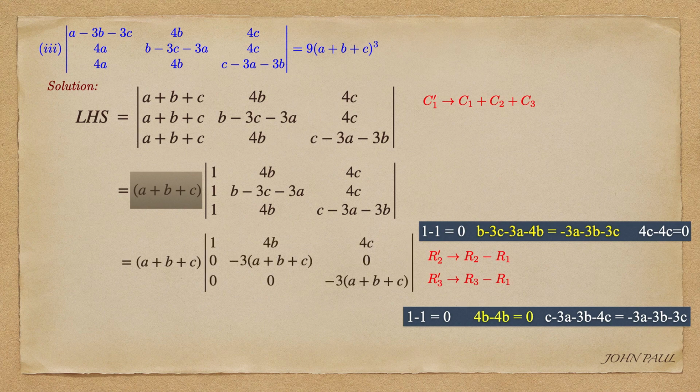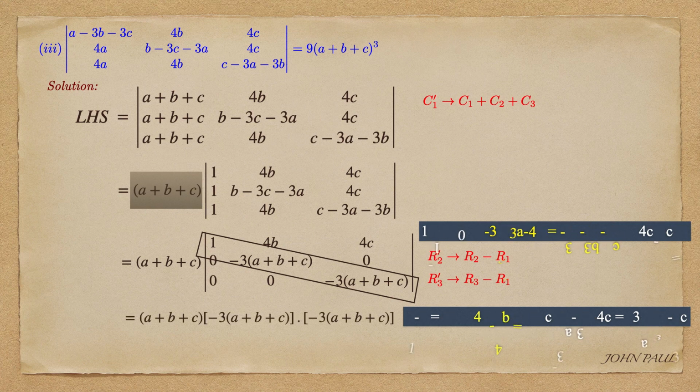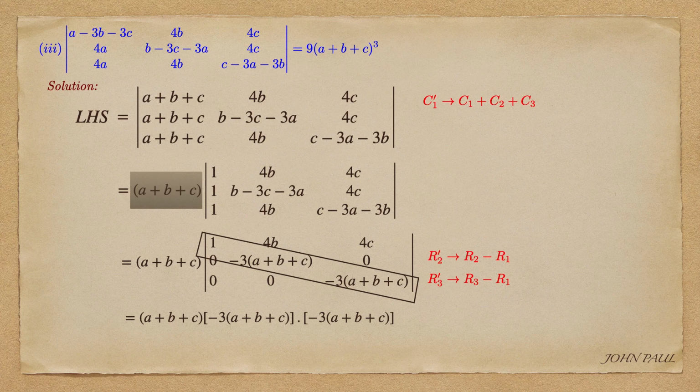We get this. Now if you see this, the principal diagonal contains some values and one side of it is 0. By the same property, the eighth property, we can multiply this: minus 3 into a plus b plus c, minus 3 into a plus b plus c. Now multiplying minus 3 into minus 3, we get 9. Minus into minus is plus. And then a plus b plus c appears 3 times, so we get the cube. This is what we have to prove. This is the right hand side.